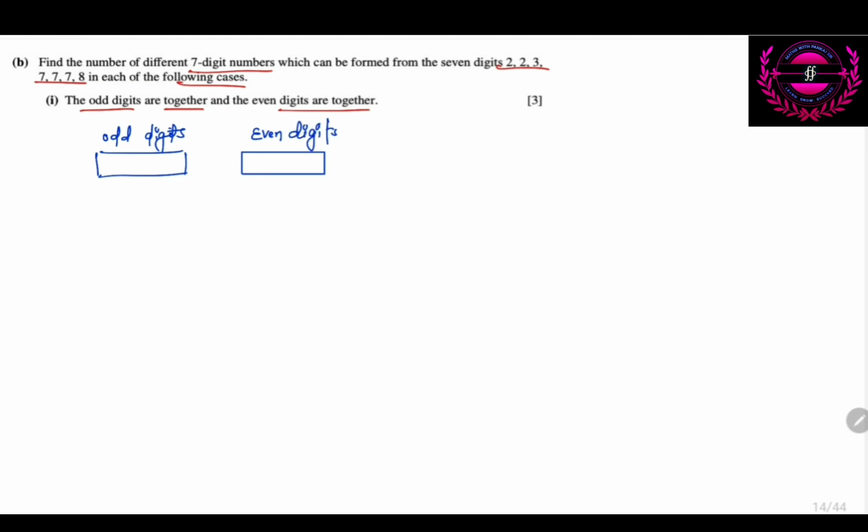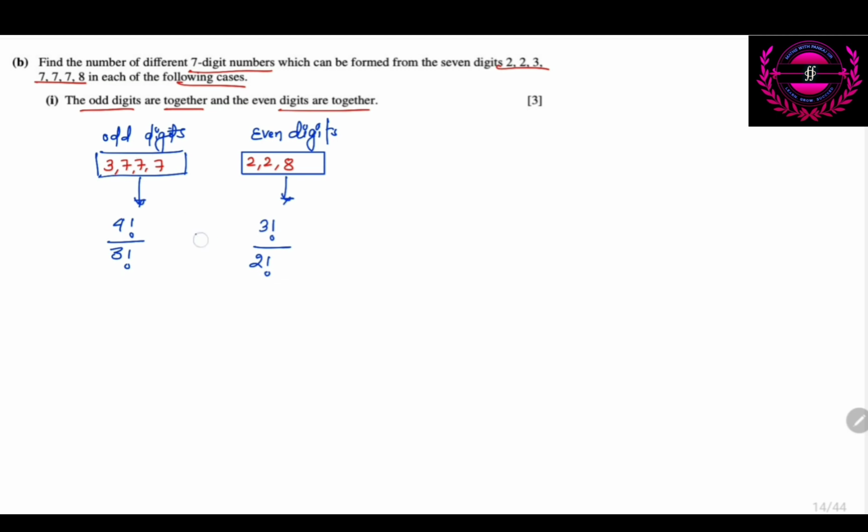So 2, 2, 8 are even. 3, 7, 7, 7 are odd. These odd digits can be arranged in 4 factorial upon 3 factorial ways, and these 3 even digits can arrange themselves in 3 factorial upon 2 factorial ways, as there are two 2s and this has three 7s.